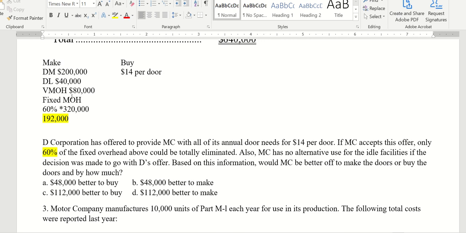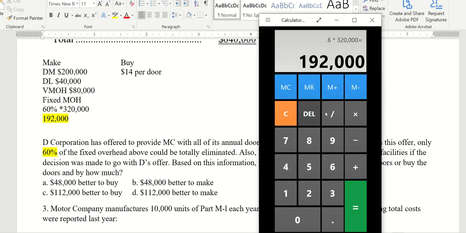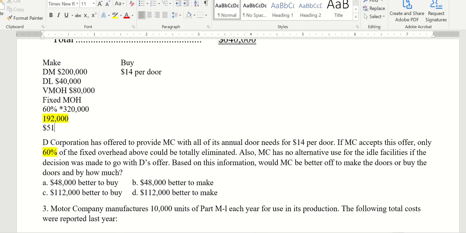And so now we have all of our costs here. So you could either try to convert this to a per unit and make it more comparable, or convert this to a total. So I think we're already on totals on the make side. So let's add up those totals. So we have 192,000. I'll add 80,000, 40,000, and 200,000. So total on the make side is 512,000.